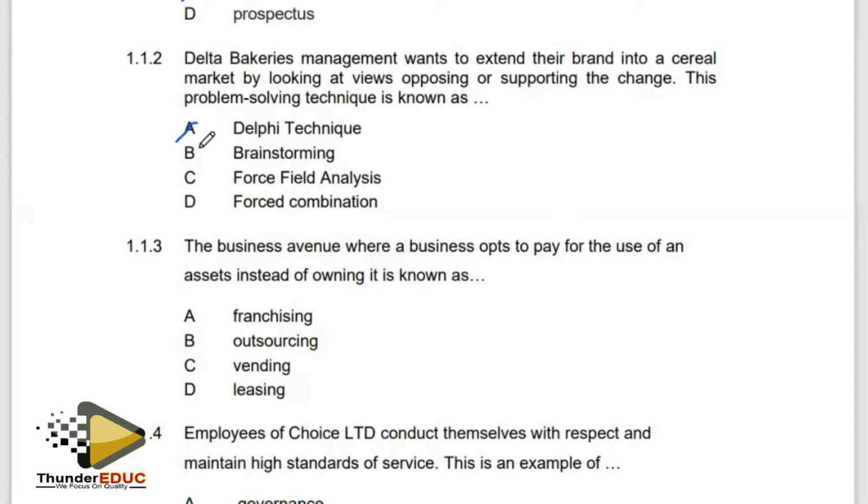Delphi technique is not applicable here because we are talking about views opposing and supporting a solution or an idea of change. You understand? So we are not taking this at all. Let's look at what we call brainstorming as their major alternative. When we are using brainstorming, we bring up all the stakeholders, including employees. We put a problem onto the board, and then we come up with ideas.